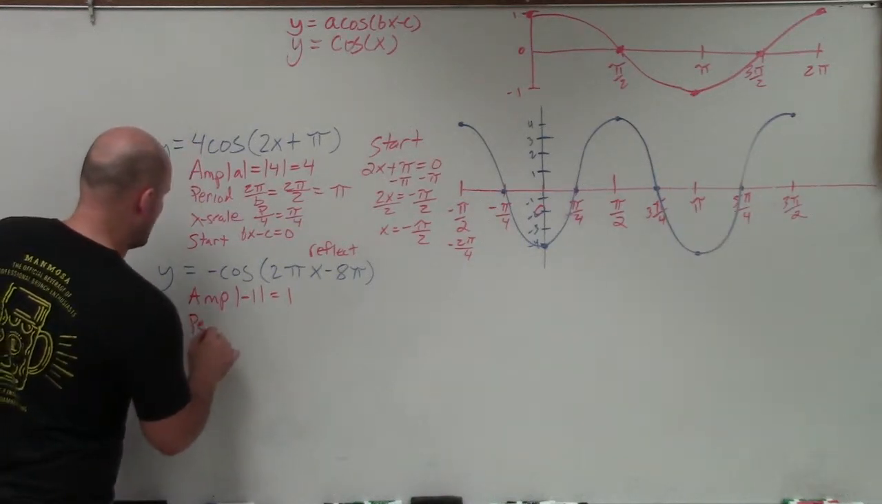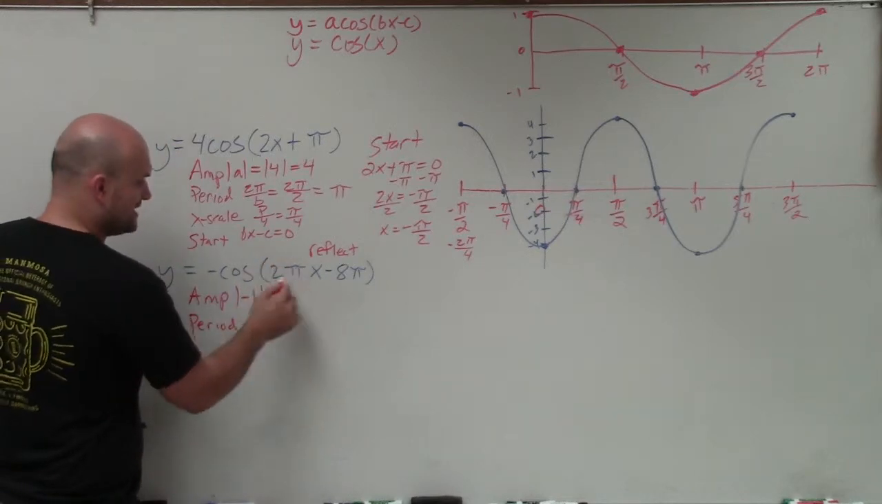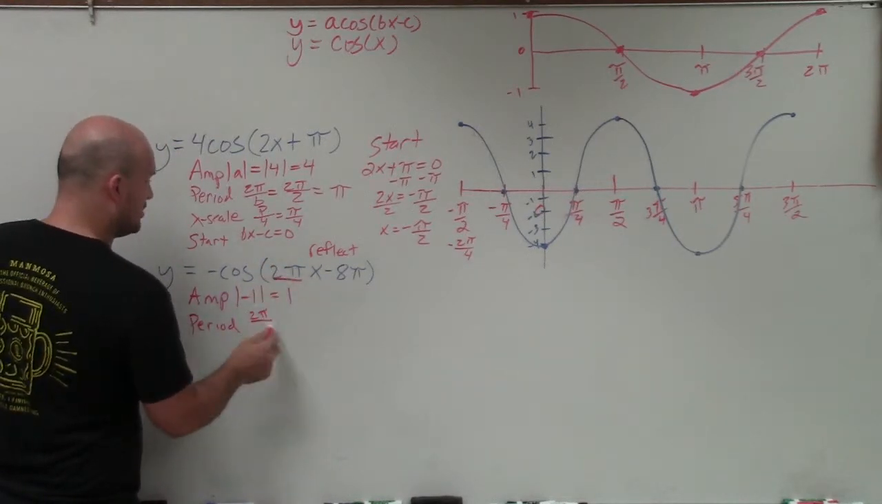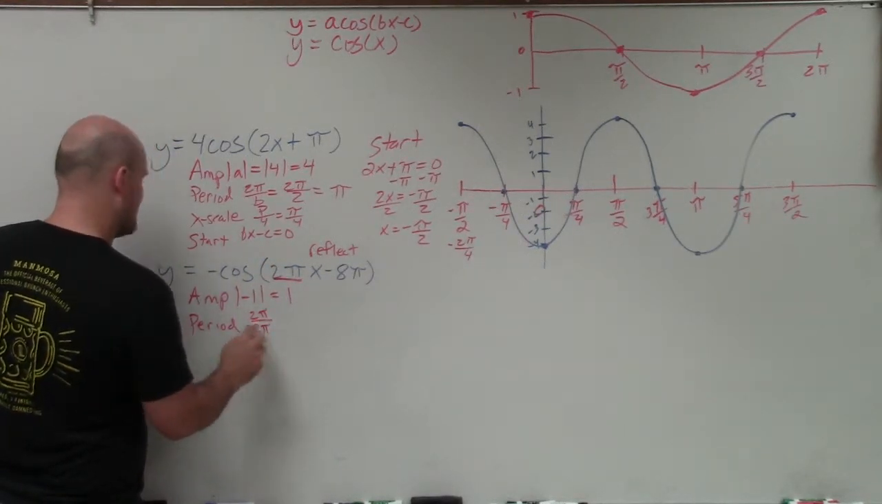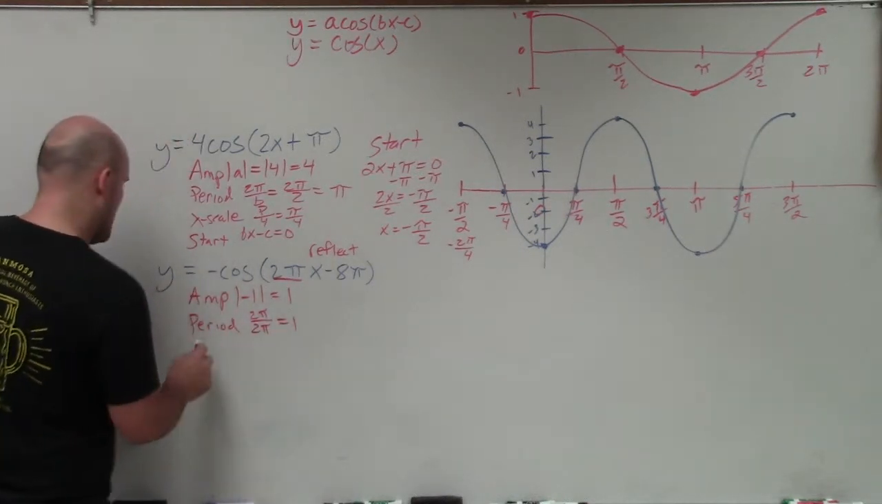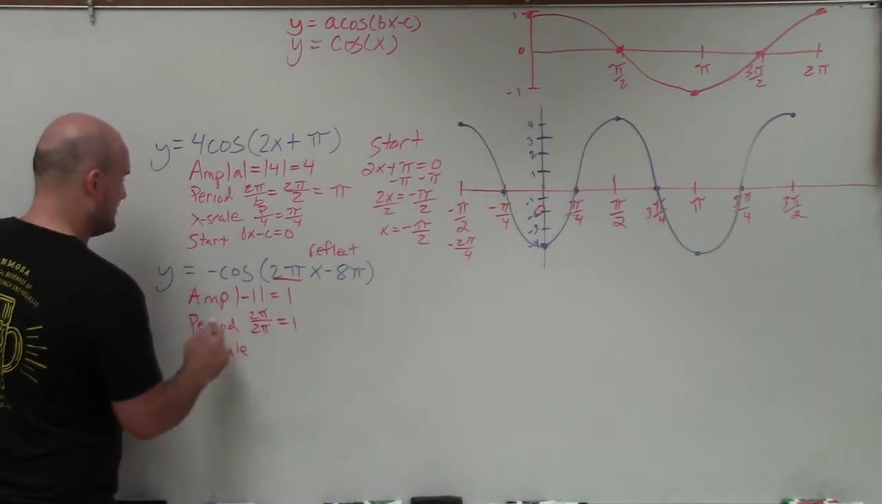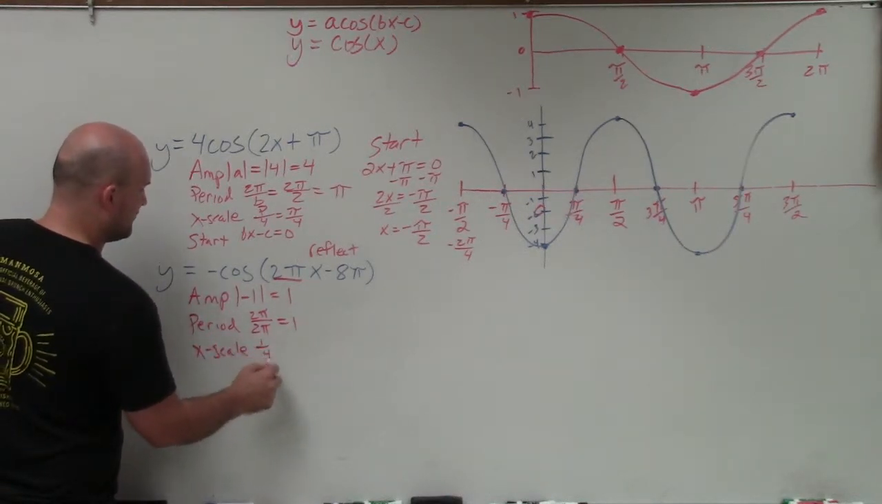Amplitude, so the next thing is now we need to determine the period, which is going to be 2 pi over b, which in this case, you can see my x is being multiplied by 2 pi. So the period is 2 pi divided by 2 pi, which is just going to be 1. My x scale is going to be my period divided by 4, so that's going to be 1/4.